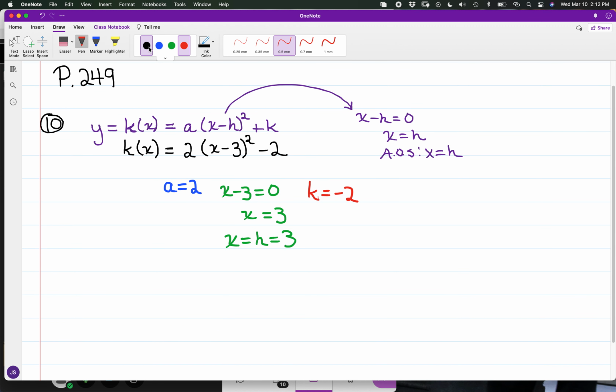And so just looking at what we have throughout the parts, we have that a is equal to 2, and a is positive. So the graph is going to open upward from the vertex.